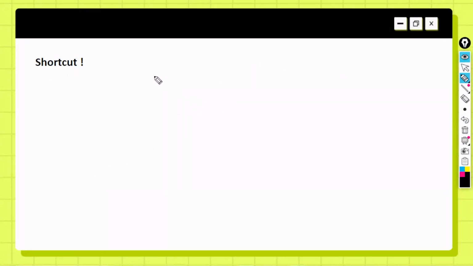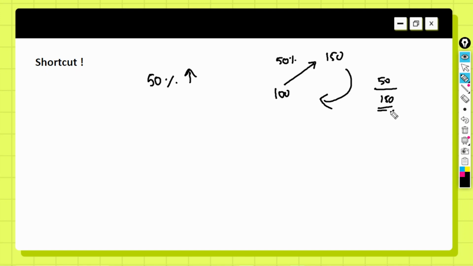In this problem, let's say there is a data given as 50% increase. Let us assume the value to be 100. From 100, how much is increasing? 50 percentage, meaning 50. So 150 is the new value. If you are supposed to find the decrease in value, what you can straight away do is find the difference, 50 divided by 150. Or generally, 2 is to 3 is the initial ratio.